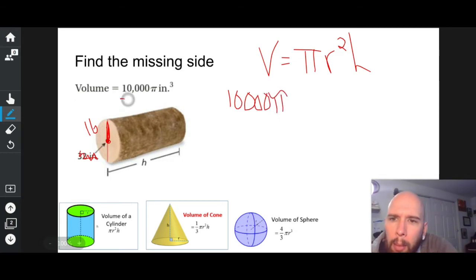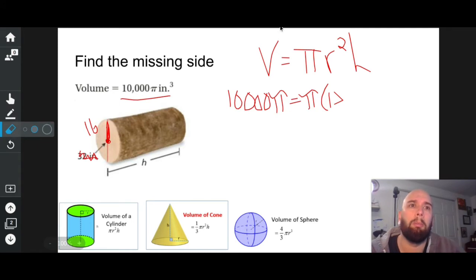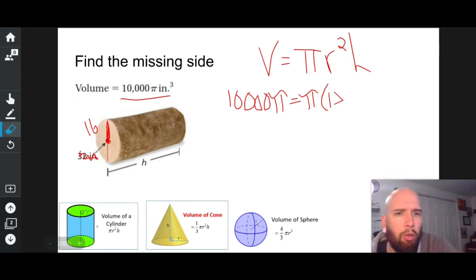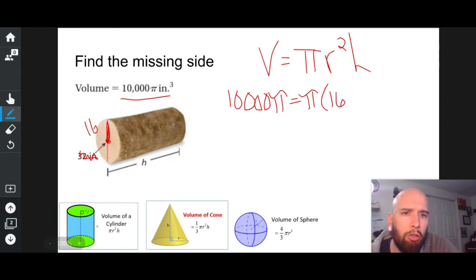So what I'm doing is I'm plugging in the information that I know. So I'm replacing V with 10,000 pi equals pi is pi. R is 16 squared. Oh my goodness, this is a bit of a lag. So let me hit the erase. Try that 16 again. Was it 16? Yep, 16. 16 squared. And I have to find h.